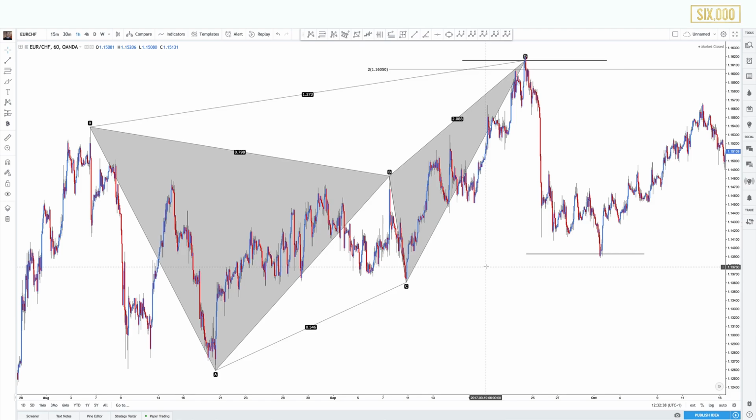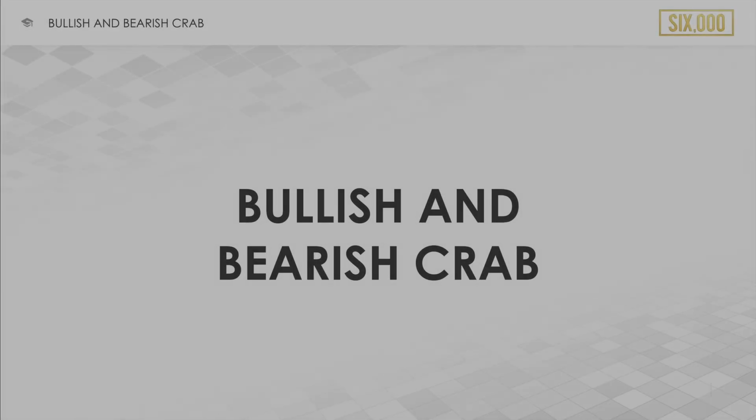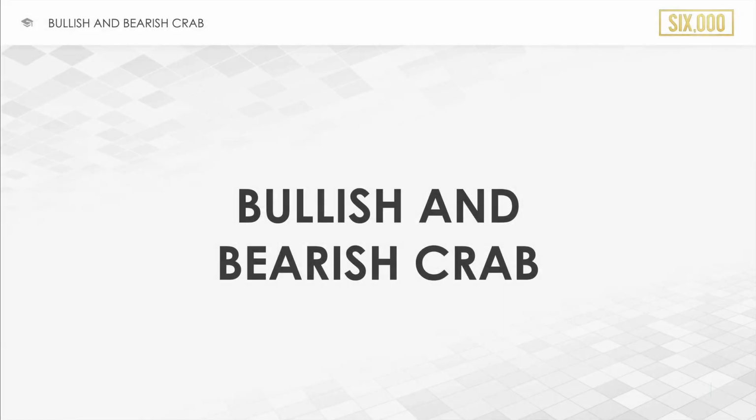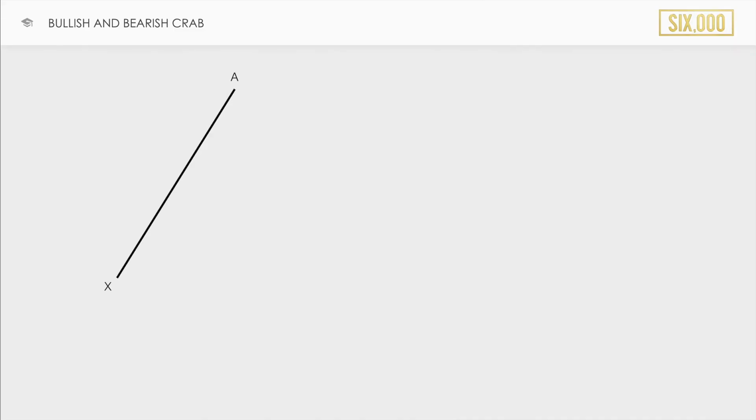Now our next pattern we've got to cover, this is our last topic for today. We're going over the bullish and bearish crab. And first of all, we've got a bullish crab. I'm going to do the same as before. We'll cover the formations on the slides and then I'll give you a market example.